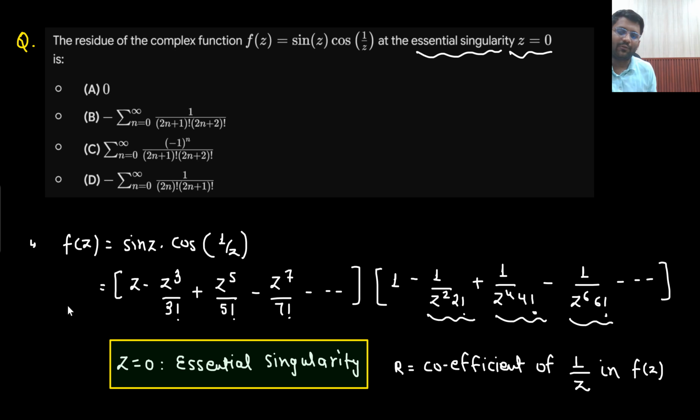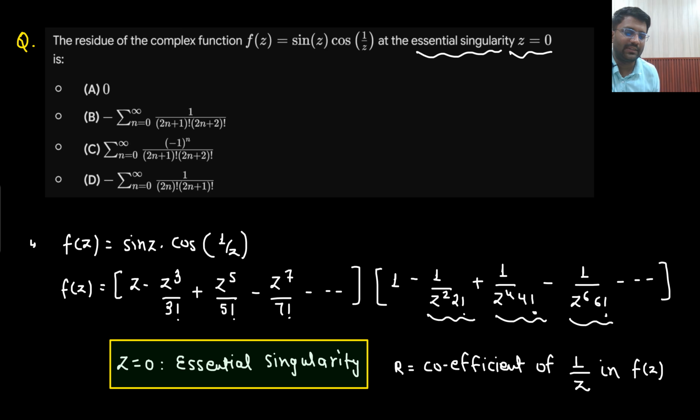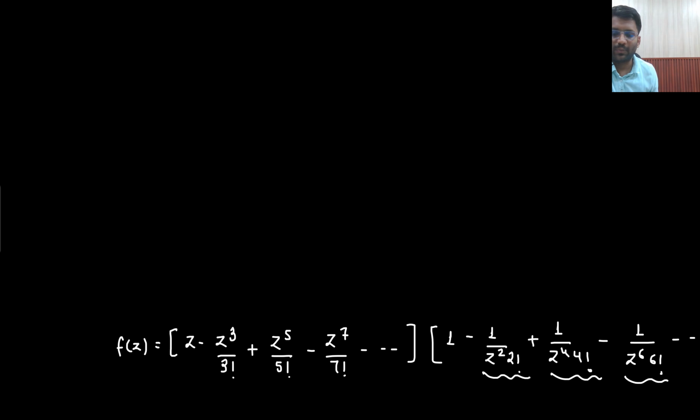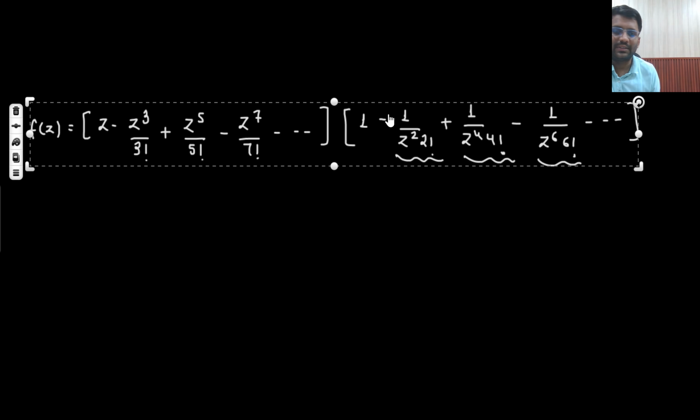So now this is your f of z. In this f of z, you need to find out the coefficient of 1 by z. So now it is simply mathematics, nothing else. It is the mathematical part now. It is not complex analysis. It is your knowledge of mathematics. How much good you are with mathematics, that will be tested here.